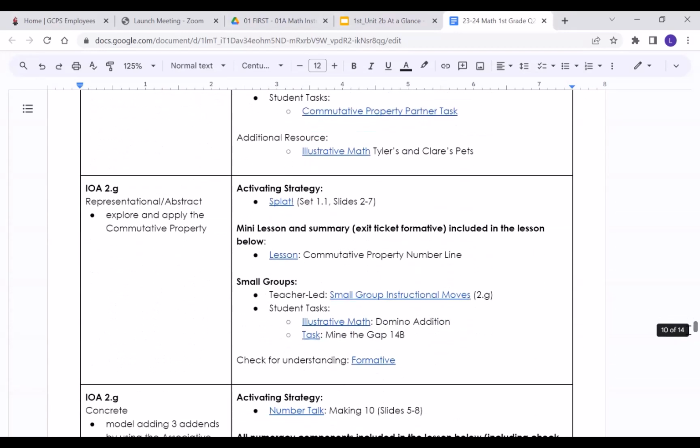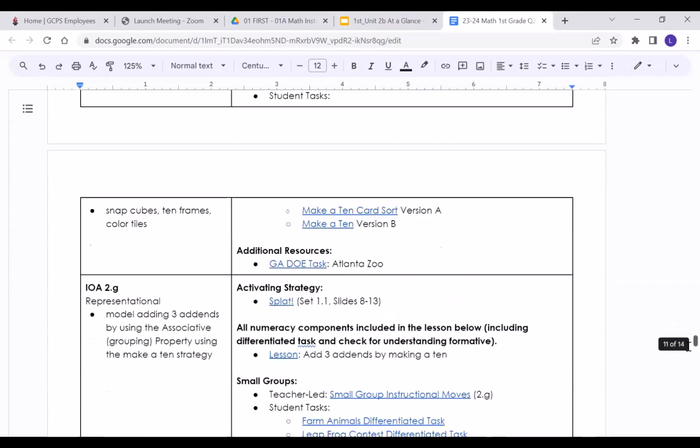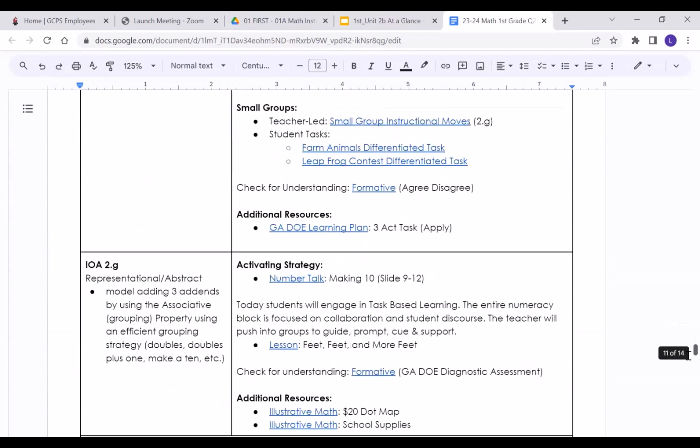At the representational level, students may show this by drawing pictures or utilizing a number line. With the associative property, when working with 3 addends, the goal is for students to look for efficient ways to group the addends using strategies they've learned, like doubles and making a 10.